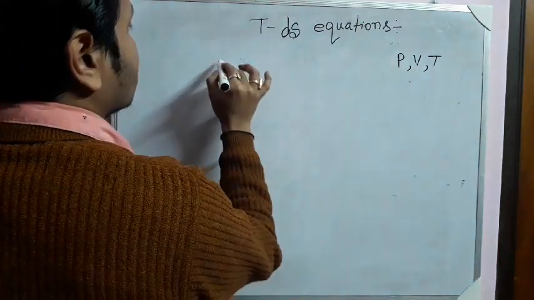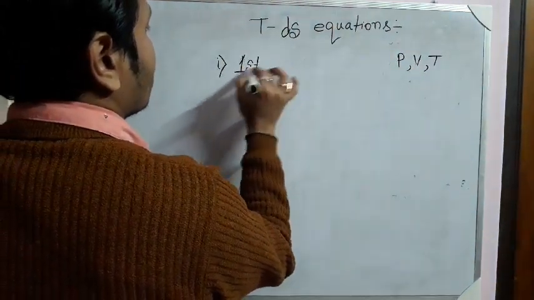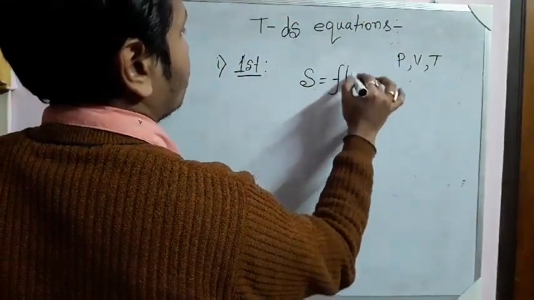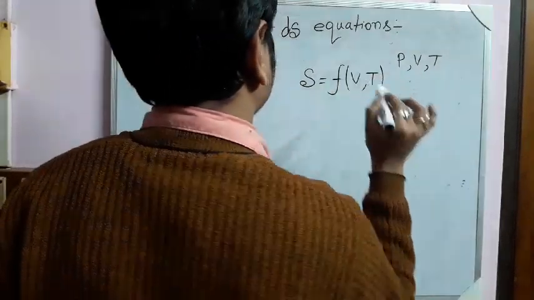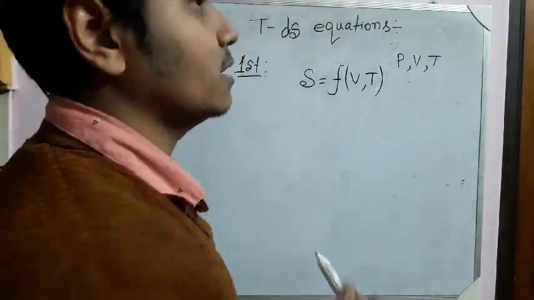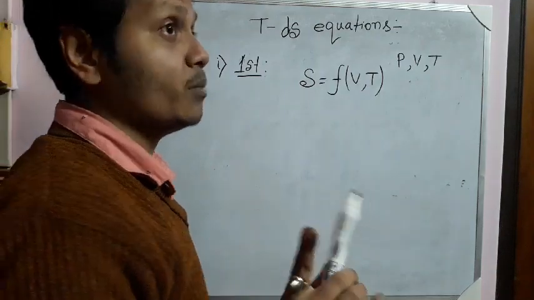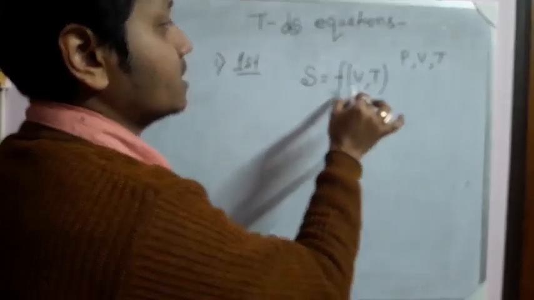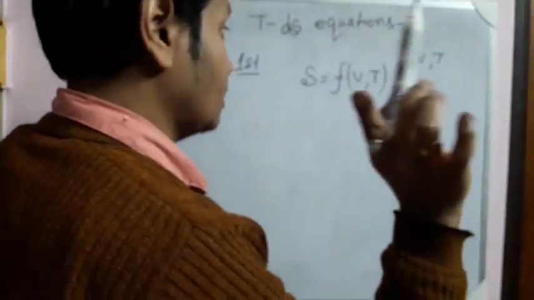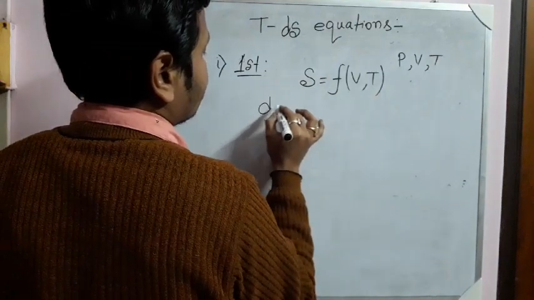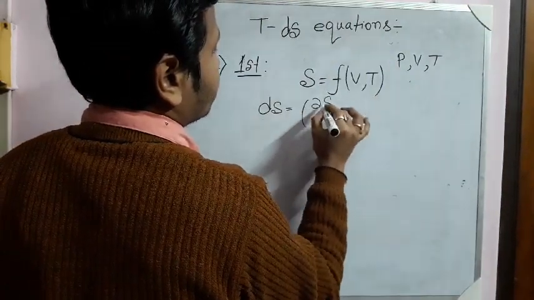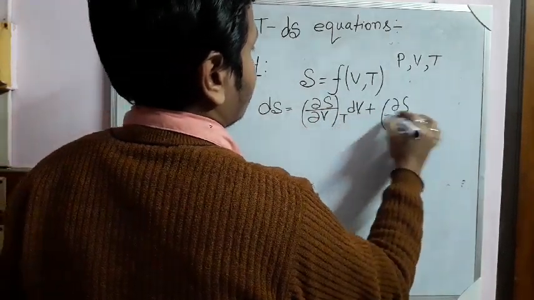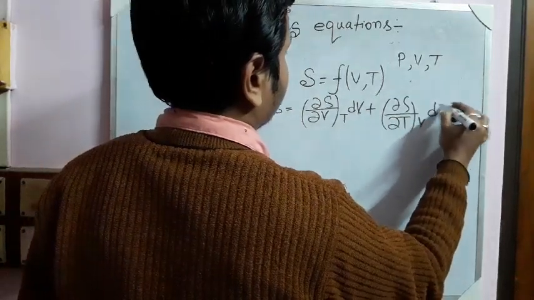When you do the first T dS equation, you have to assume entropy as a function of volume and temperature. If you assume otherwise, then you will not obtain the result. So remember, while doing the first T dS equation, you have to consider entropy as a function of volume and temperature. Now since dS is a perfect differential, you can write it as (del S/del V) at constant temperature dV plus (del S/del T) at constant volume dT.